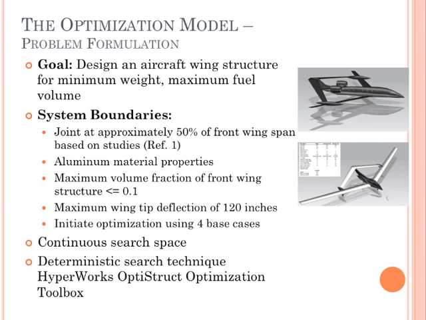There will be 4 base cases to start the optimization runs, with 3 specific models for each of the base cases. 3 models for 3 of the base cases, and 1 base case reuses 1 model. The search space for this optimization problem is continuous. The optimization problem uses a deterministic search technique through the HyperWorks optimization toolbox.